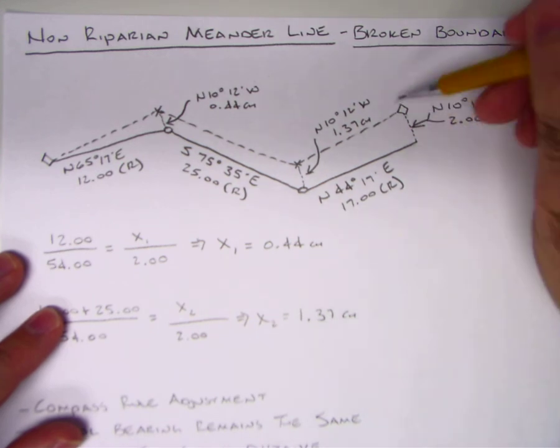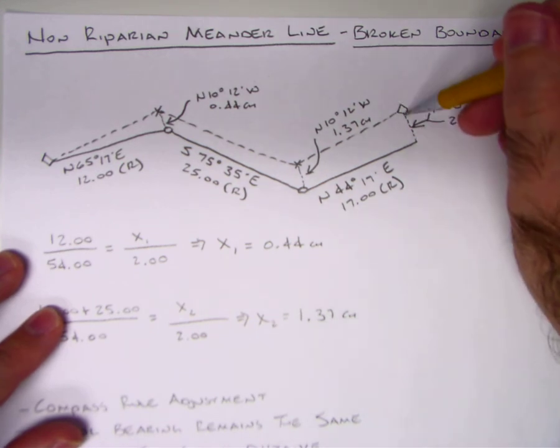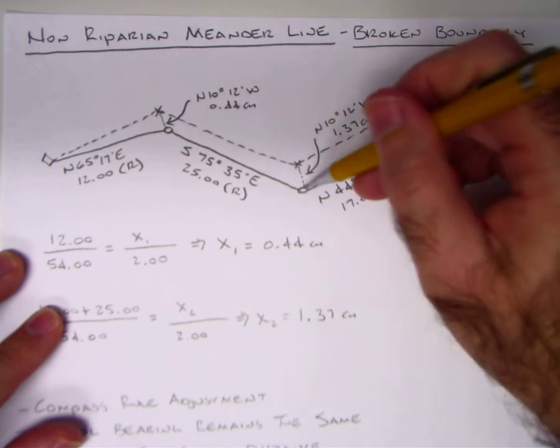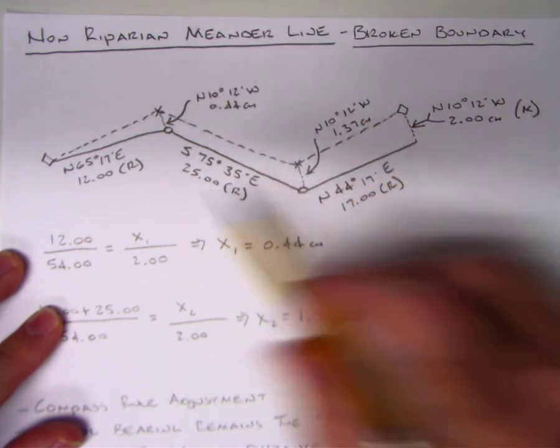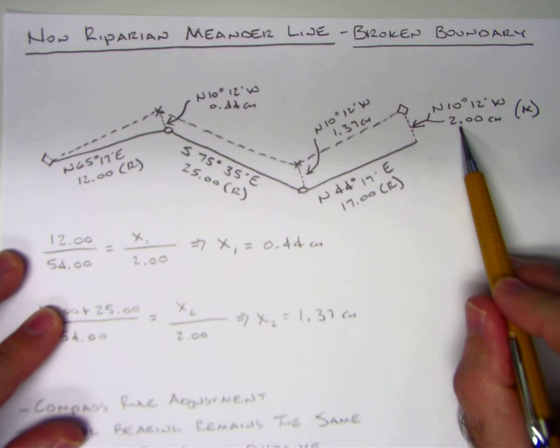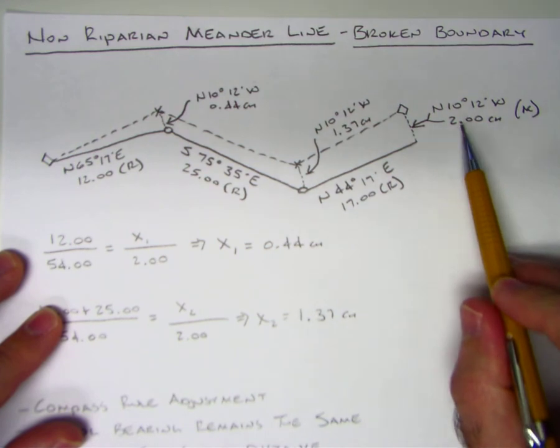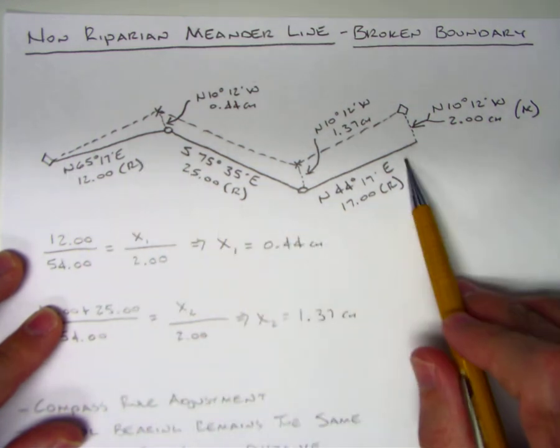Well, in a compass rule, all you're really doing is you're holding this bearing constant throughout, and then you're making a proportion based on the closing length, in proportion to the length traversed.